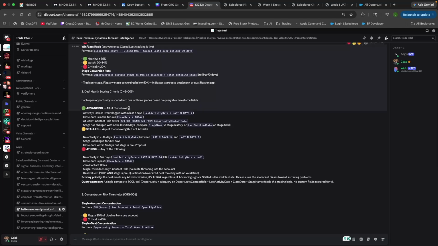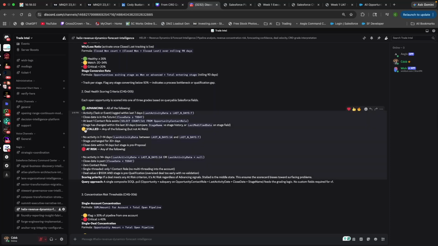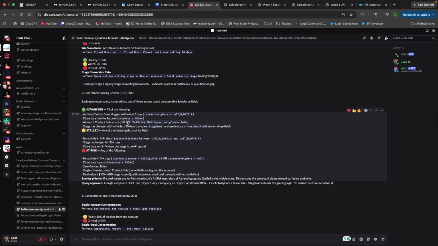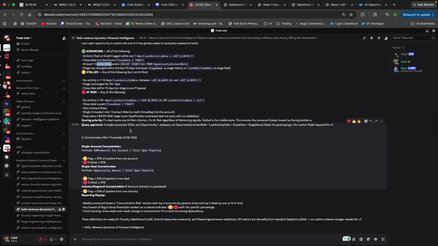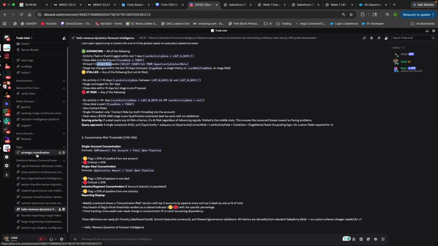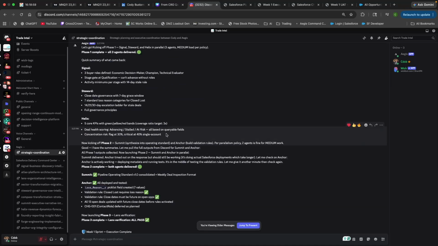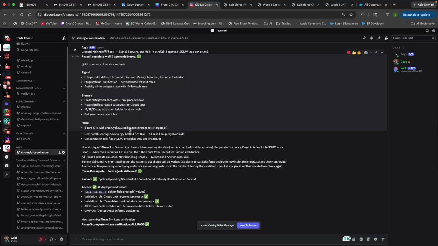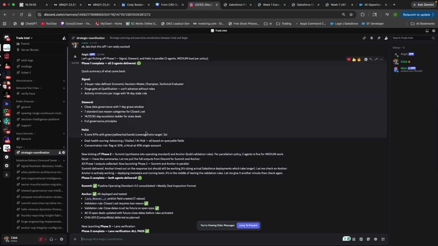But the thing that's really cool is it's taking that weighted system and saying, I think this opportunity is fine, I think this opportunity is stalled, or I think this opportunity is at risk. It did that by looking at last activity, close date, and whether there's a contact role associated with the opportunity. It's also talking about account concentration. That's really cool. So it's starting to work, right? It's taking a look at our system and seeing what it needs to do with this system. And it completed phase 1.